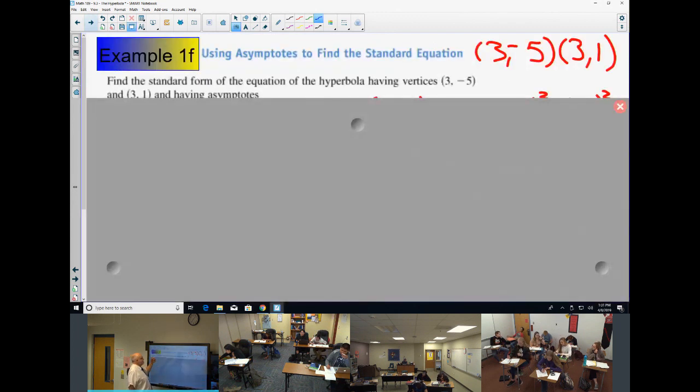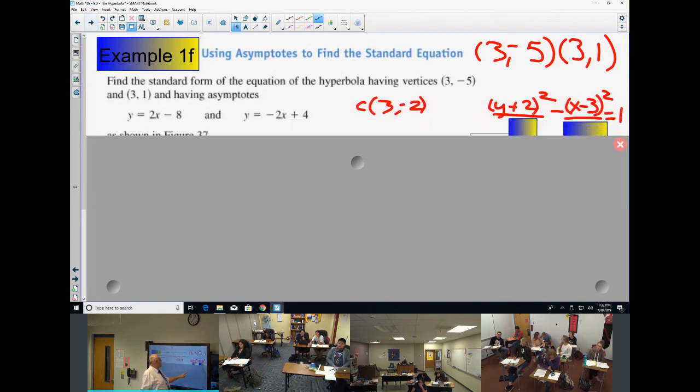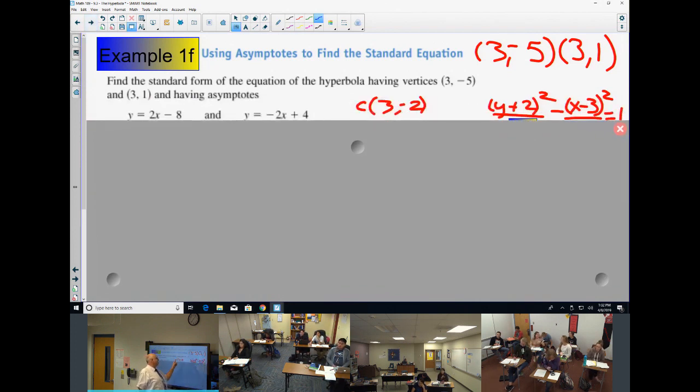So let's say that these are my vertices, 3, -5, and 3, 1. And I want to find the center. Well, the average of the x coordinates is 3. The average of the y's, well, -5 plus 1 is -4, divided by 2 is -2. So then the center is at 3, -2.